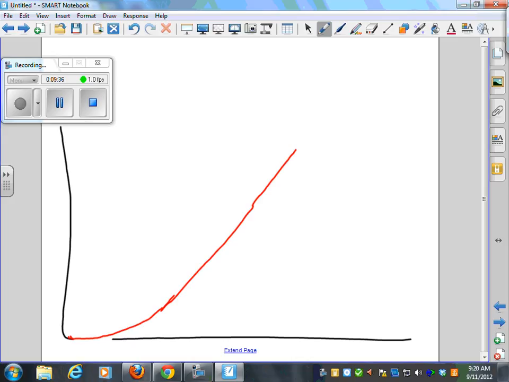And then if I'm going to start slowing down, what's that going to be like? Going to flatten out. Yeah, pretty straightforward. Okay, so there are the answers to velocity handout B.